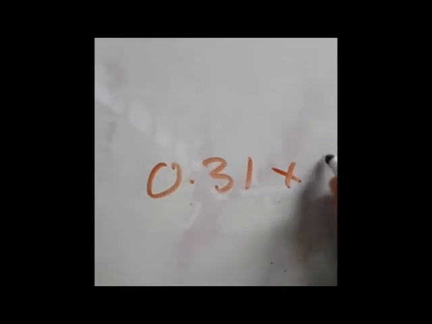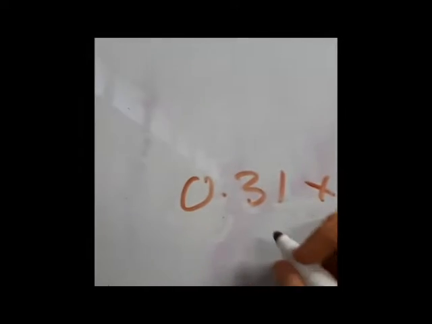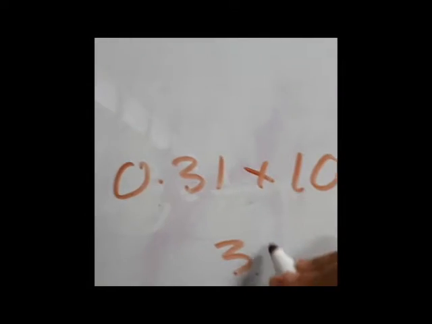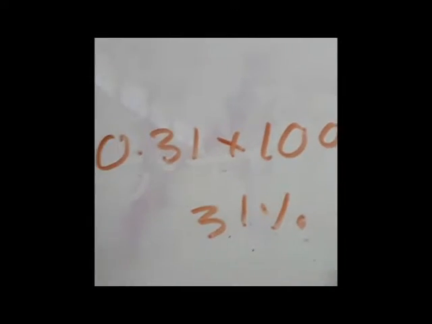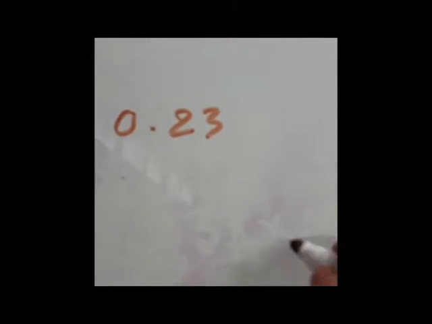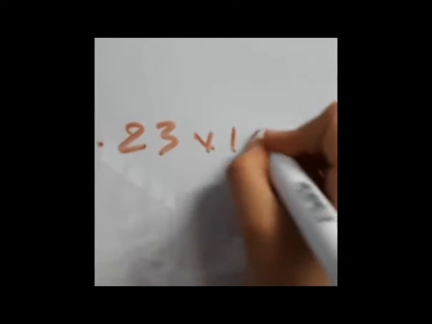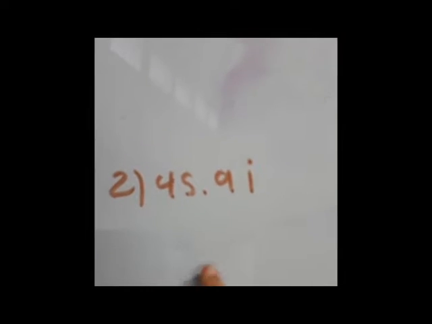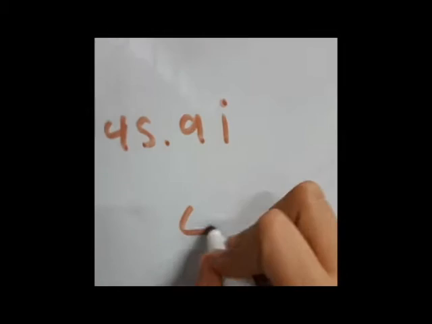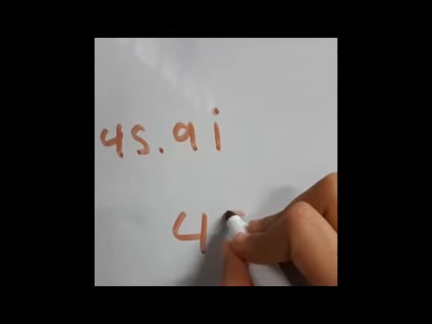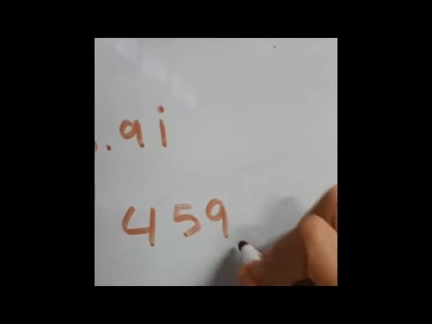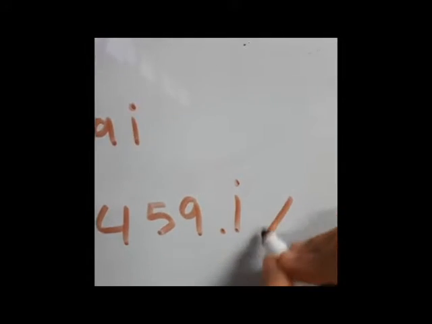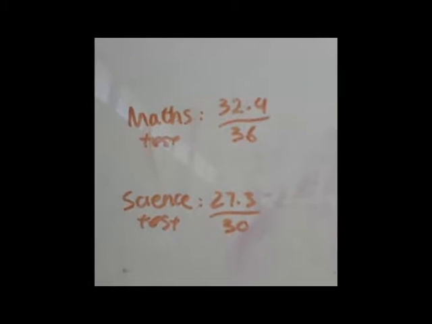Now to decimals. To convert 0.31 into a percentage, multiply it by 100, and that would give us the answer of 31%, because you simply move the decimal point twice to the right. Now for some questions. 0.23 as a percentage: you multiply it by 100, which will give us the answer of 23%. 45.91 recurring as a percentage would give us an answer of 459.1 recurring %.